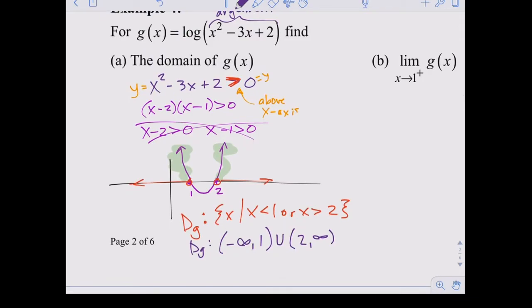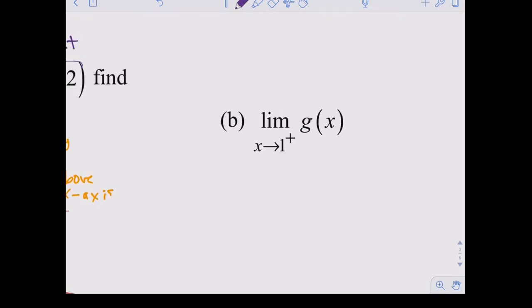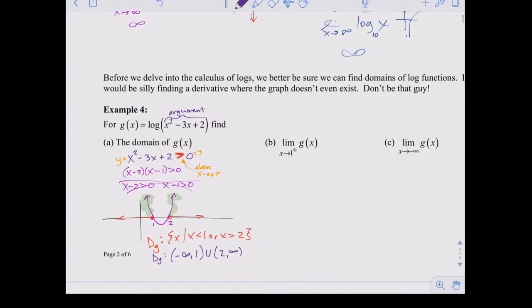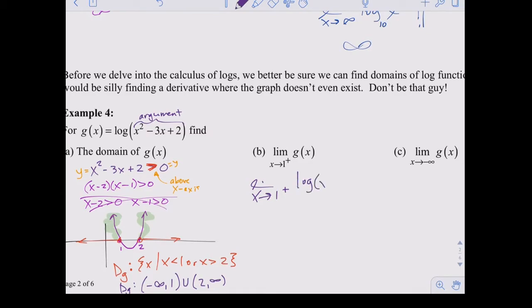Okay, moving on. Part B. What's the limit as x goes to 1 from the right-hand side? Well, I guess we can use direct substitution, right? Never not first. The limit as x goes to 1 from the right-hand side. I'm going to go ahead and put the actual function here. Log of x squared minus 3x plus 2.